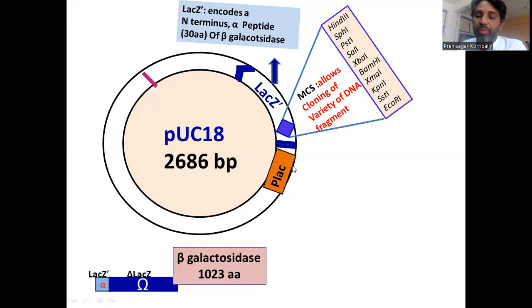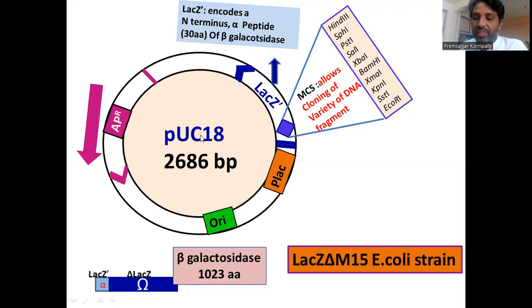The second property is the ampicillin resistance marker, which allows the host to grow in the presence of ampicillin. And the origin of replication is required for autonomous replication of the plasmid in a host, irrespective of genome replication. This is another important element to understand.